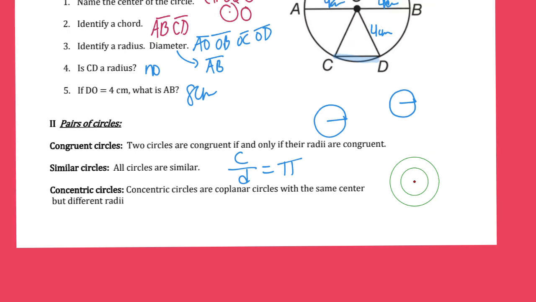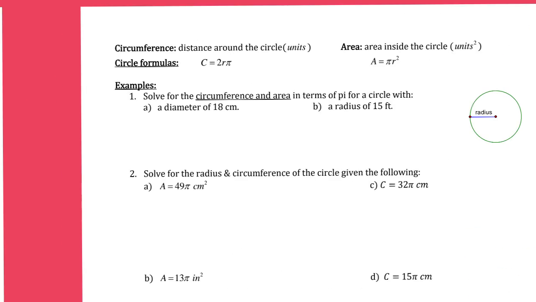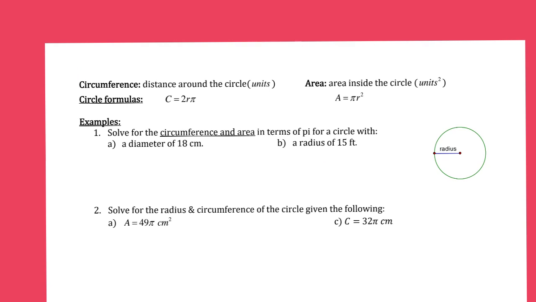Okay, on the back of our notes, we're going to practice finding the circumference and the area of multiple circles. The circumference is the distance around a circle. It's like the perimeter, and so it's a length.